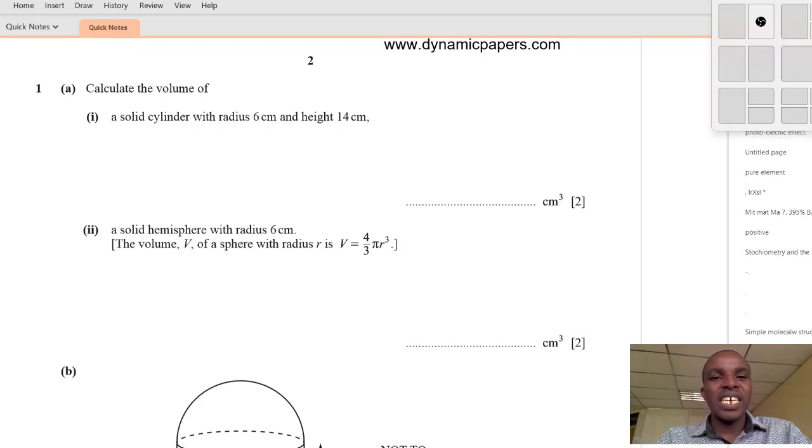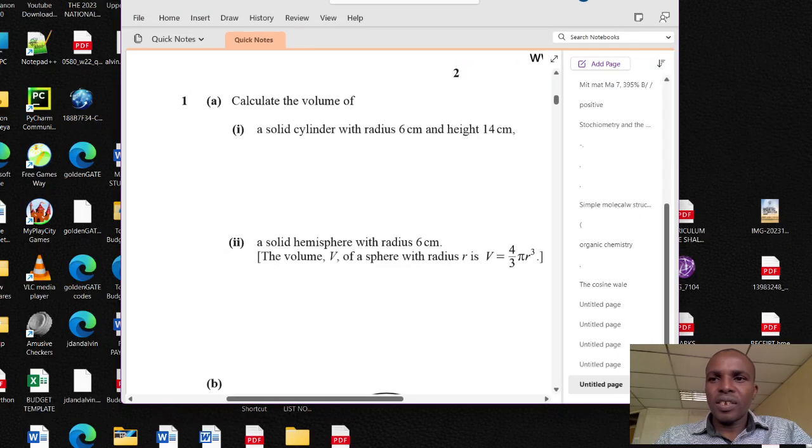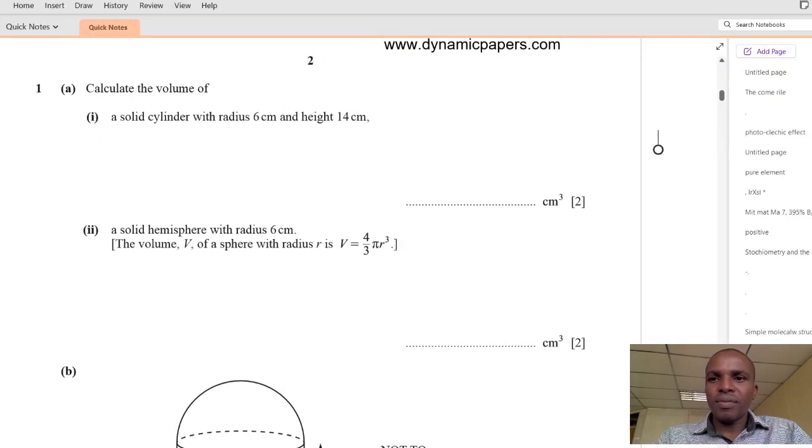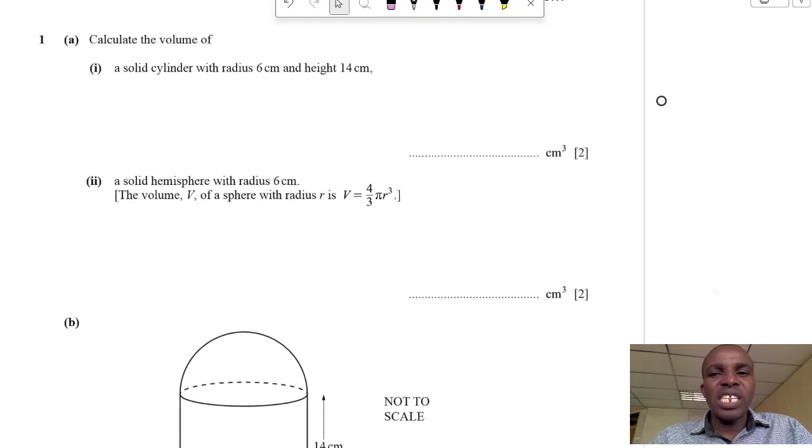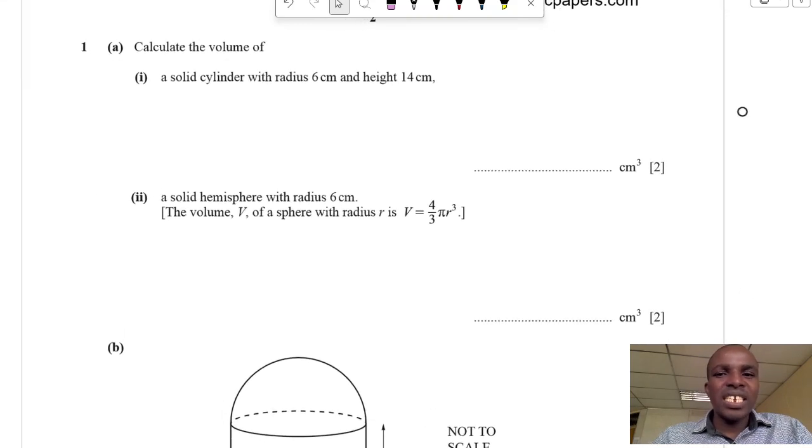Right. Let's get started. This is the question, as you can see. Number 1, calculate the volume of a solid cylinder with radius 6 centimeters and height 14 centimeters. That's for a cylinder, right?